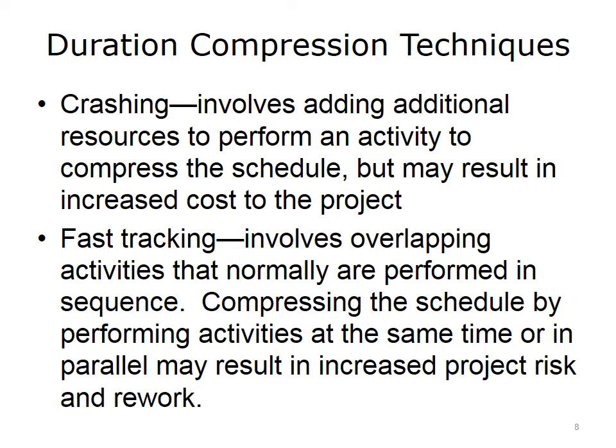Crashing involves adding additional resources to perform an activity to compress the schedule, but may result in increased cost to the project. Fast tracking involves overlapping activities that normally are performed in sequence. Compressing the schedule by performing activities at the same time or in parallel may result in increased project risk and rework.